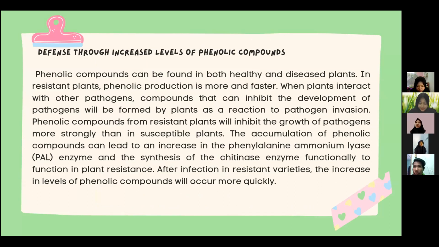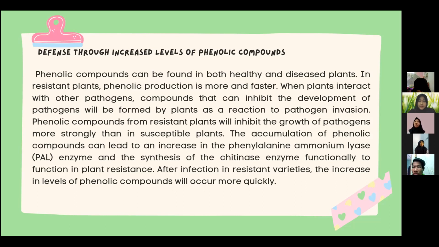And then defense through increased level of phenolic compounds. Phenolic compounds can be found in both a healthy and diseased plant. In resistant plants, phenolic production is more and faster. When plants interact with a pathogen, compounds that can inhibit the development of the pathogen will be formed by the plant as a reaction to pathogen invasion. The metabolism of phenolic substances occurs in plants in response to injury or invasion by pathogen. Phenolic compounds from resistant plants will inhibit the growth of pathogen more strongly than in susceptible plants.